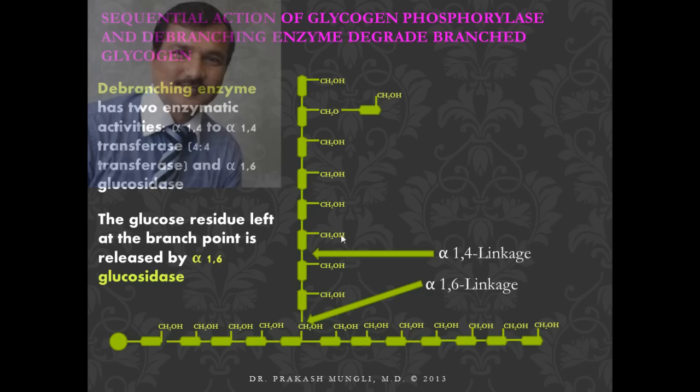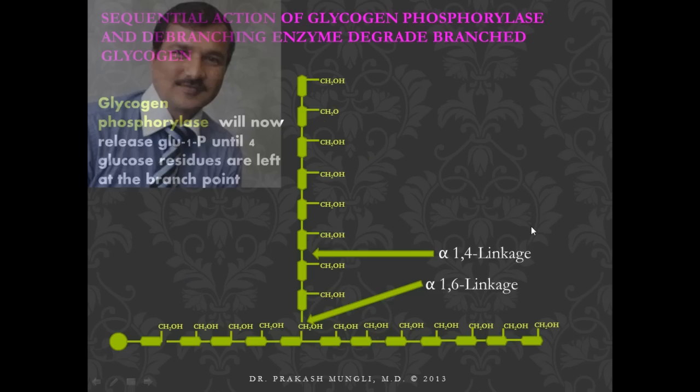Note that glycogen phosphorylase is going to release glucose from glycogen as glucose 1-phosphate, whereas alpha 1,6 glucosidase is going to release this 1 glucose residue left at the branch point as glucose. So it is not releasing it as glucose 1-phosphate, it is the direct glucose that is released. So it is released now.